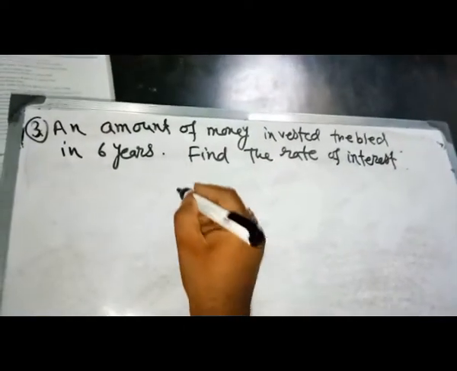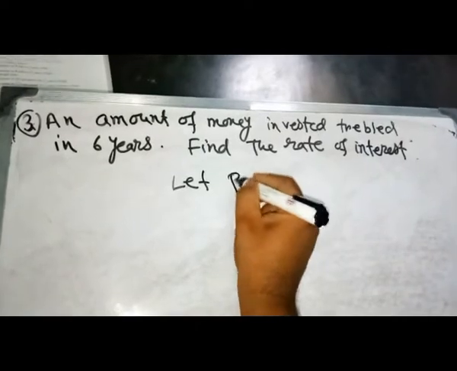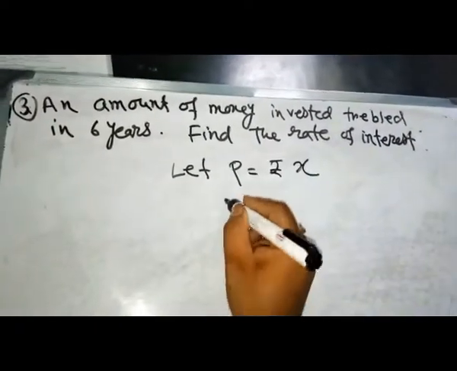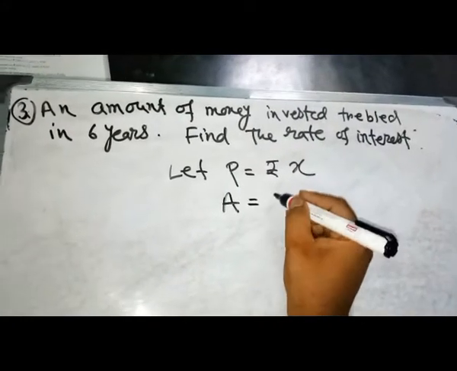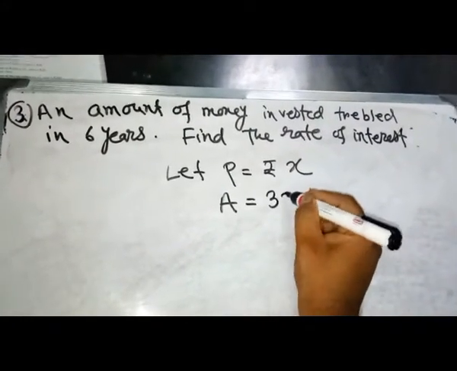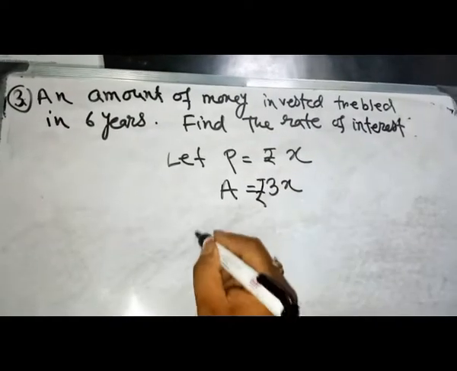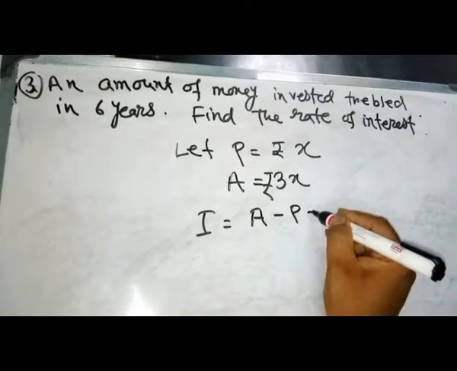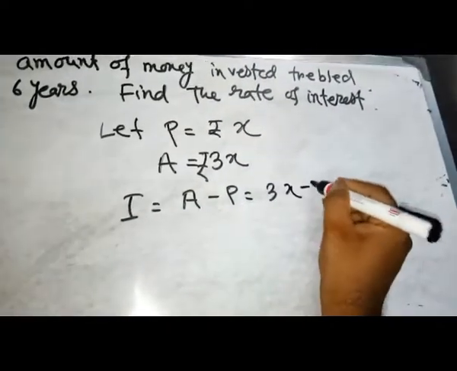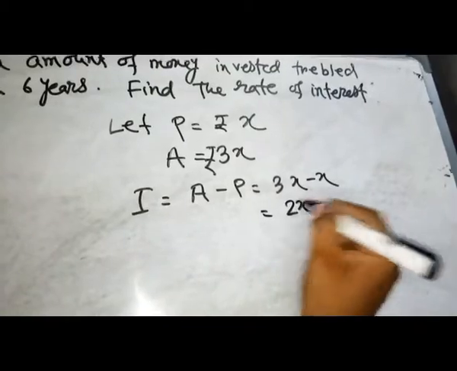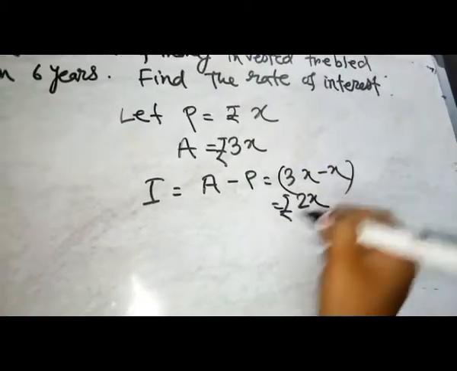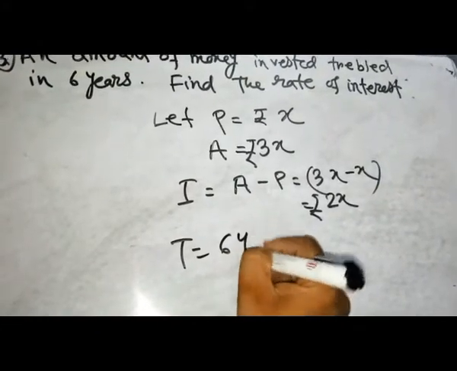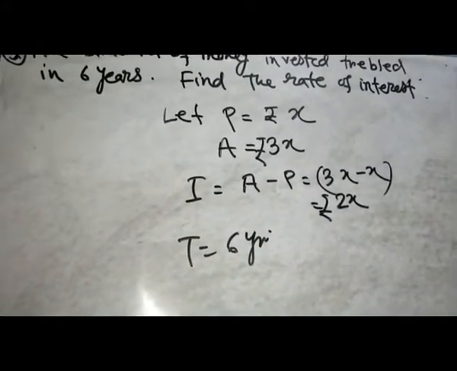So first you assume, let P be equal to rupees X. Amount, as per the given information, equals 3 into X, rupees 3X. So I equals how much? I equals A minus P, which is 3X minus X. So 2X is coming, rupees 2X. Now which thing do you have to find out? Time is already given, 6 years. Find the rate of interest.